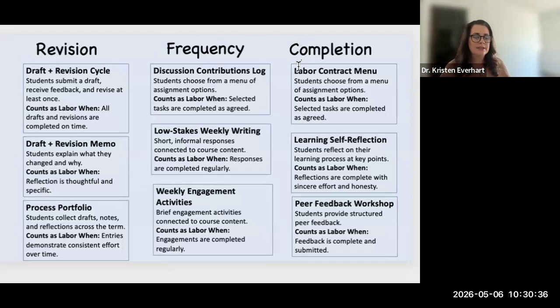And then completion assignments are like the labor contract menu, if they get to pick from something. So these are just three key categories that I created that align with the principles of labor-based grading to help you have some shortcuts on redesigning one assignment and/or going ahead and redesigning your whole course, right? So for me, I picked one from the revision category, one or two from frequency, and one from completion is the way that I redesigned my course. Do we have questions?